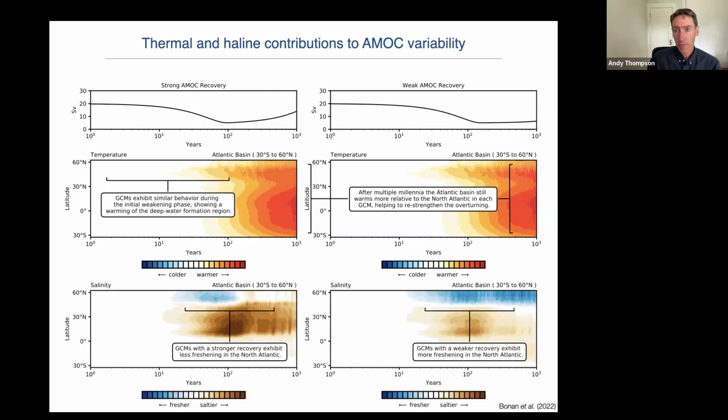But in some of these models, it's opposed by the freshwater flux. So the big difference here in whether the AMOC has a strong recovery or a weak recovery has to do with the high latitude freshwater flux. In those models where sea ice does not go away completely, you can see that the freshwater perturbation in the North Atlantic is relatively weak, and we have a strong recovery.